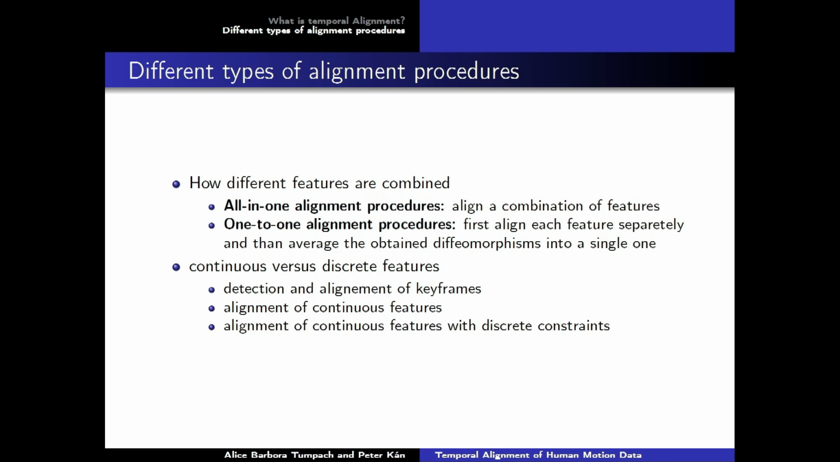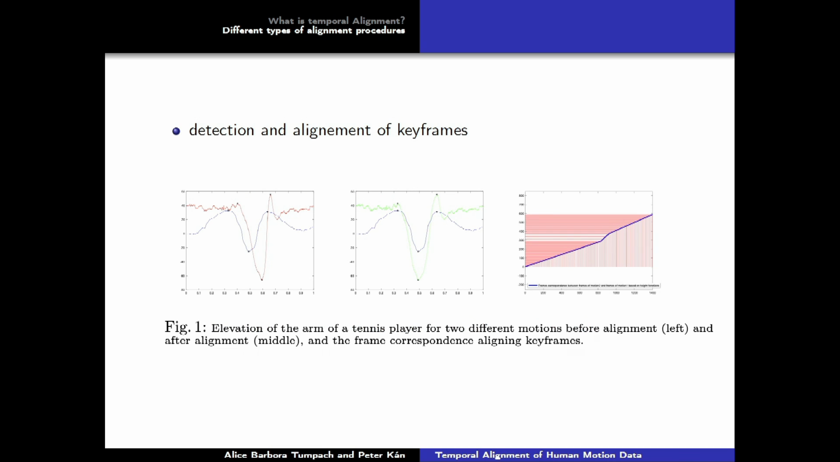But then you can also add more information and align continuous features, but you want both. You want to be able to combine. So here, for instance, as I said, detection of the elevation of the arm, detecting where the arm is the highest and the lowest, for two different movements. There is one in red and one in blue. I don't know if you see it well, but anyway. And after alignment, these peaks are aligned.